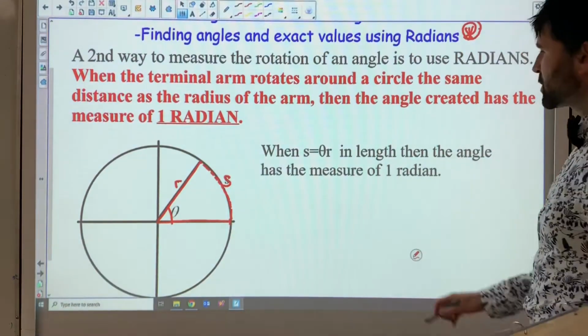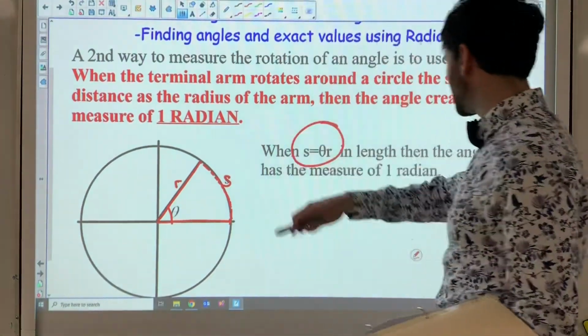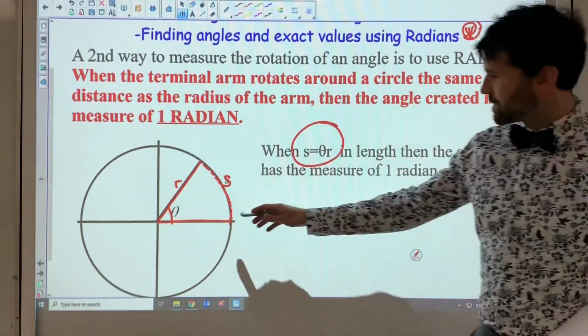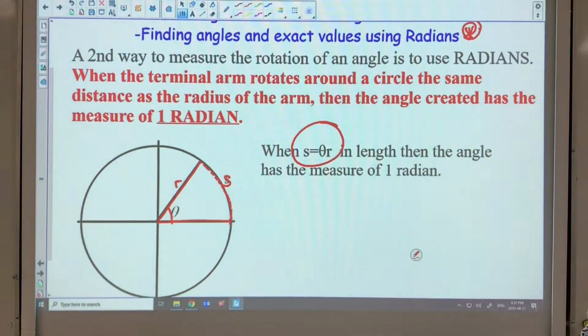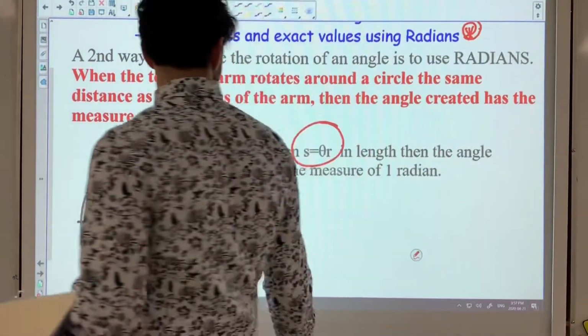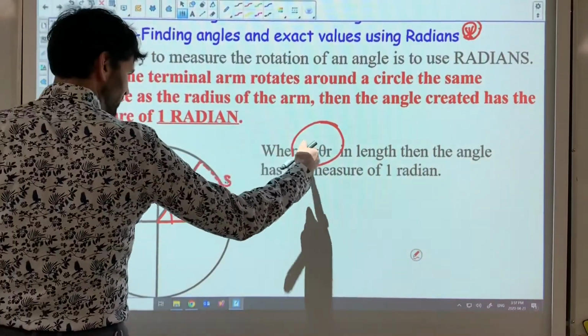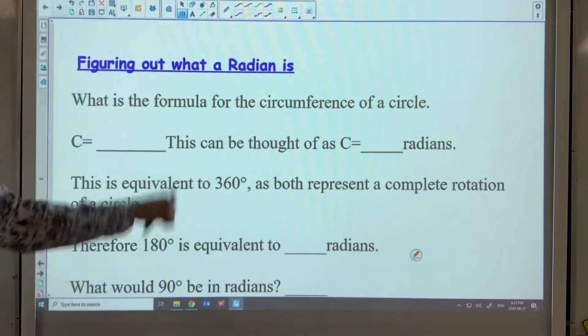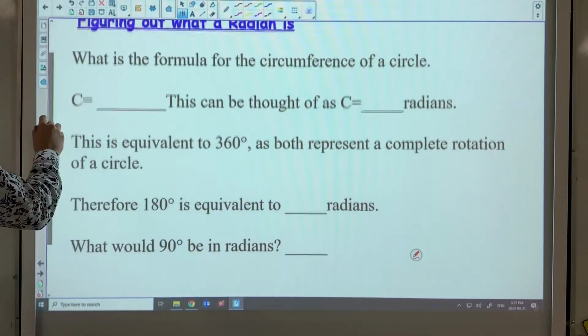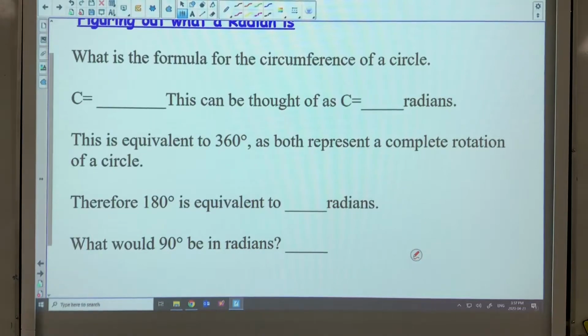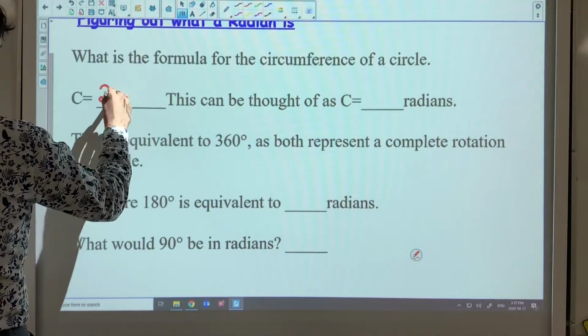There you have it. So we get this new little formula, S equals theta R. So that will tell you the length of the rotation along that arc length. And that is, 1 radian is when R and S are the same. All right. So what is a radian? Well, what is the formula for the circumference of a circle? Well, that's going to be 2 pi r.